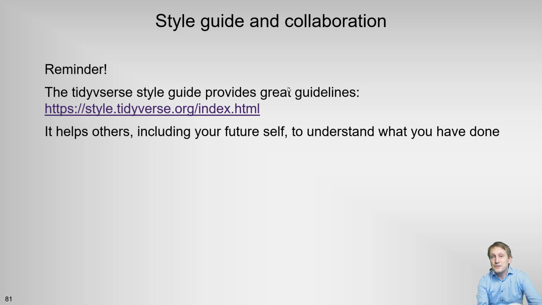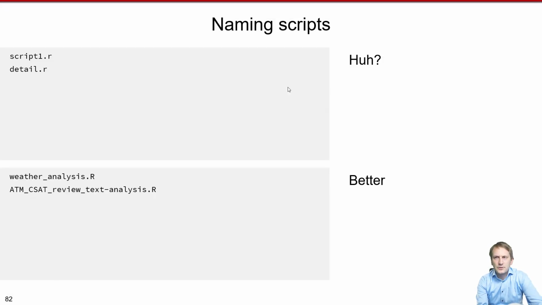And again, your future self is often very confused when you don't have well-documented code. So it makes sense to think a little bit about style guides. Just a very few quick examples here in terms of naming conventions. If you just name things script1, detail, it's not very telling. So instead it makes sense to be very explicit about what analysis you are actually doing, and again use snake case, so these underscores instead of spaces, to prevent errors.